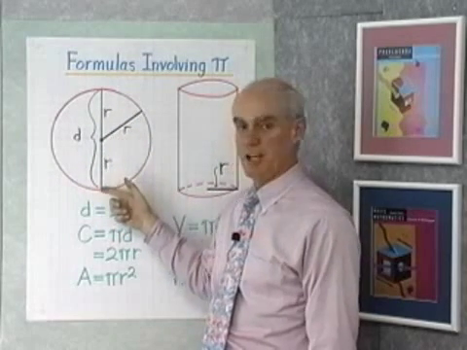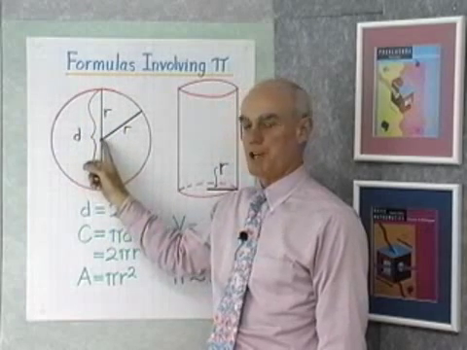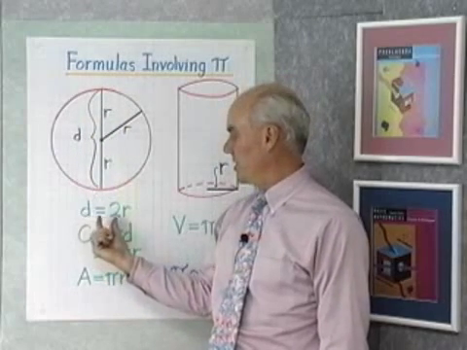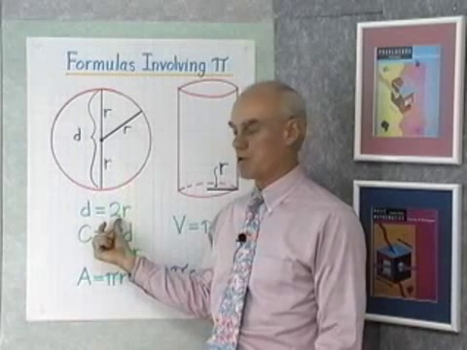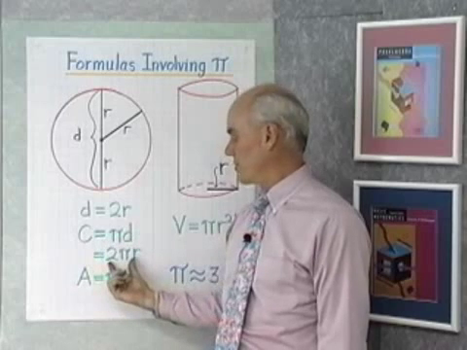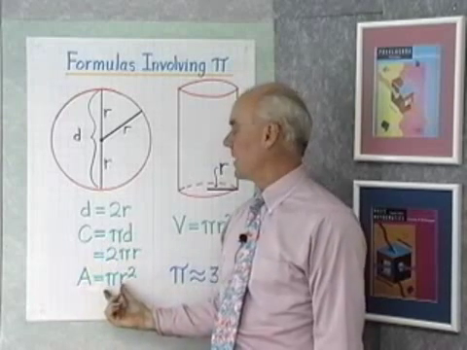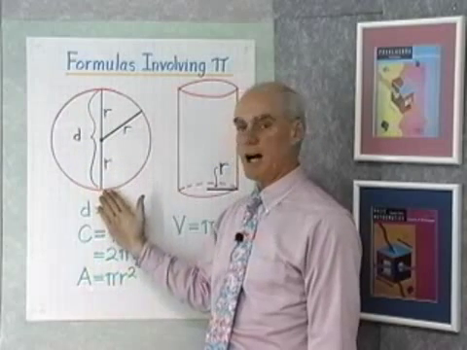2 radii together like this is a diameter. So a diameter goes all the way across the circle through the center. My formulas are d is equal to 2 times r. The diameter is twice the radius. Circumference is pi times d, or 2 pi r. And the area of the circle is pi r squared. So those are the formulas that involve pi and the circle.